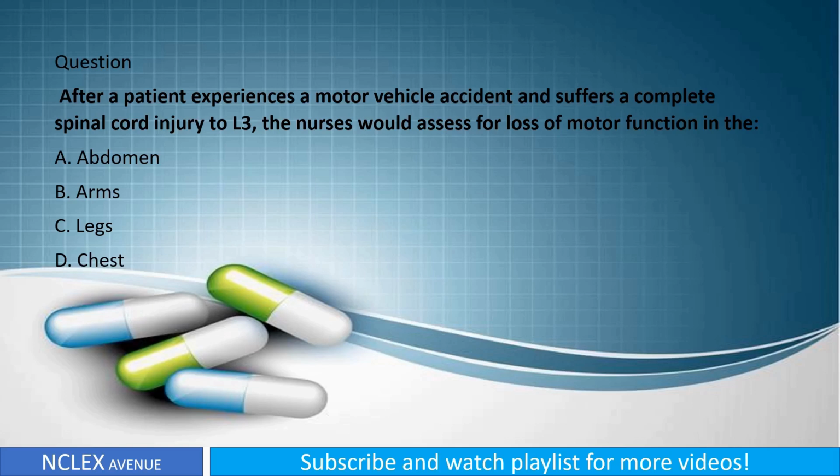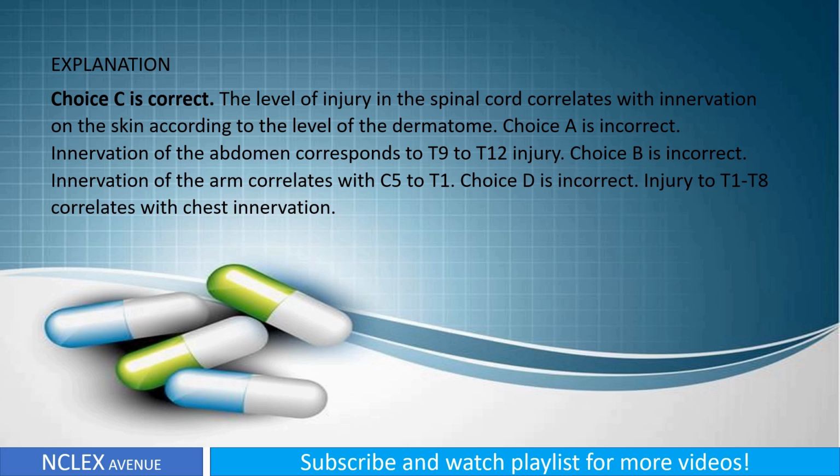Question. After a patient experiences a motor vehicle accident and suffers a complete spinal cord injury to L3, the nurse would assess for loss of motor function in the A. abdomen, B. arms, C. legs, D. chest. Explanation. Choice C is correct.